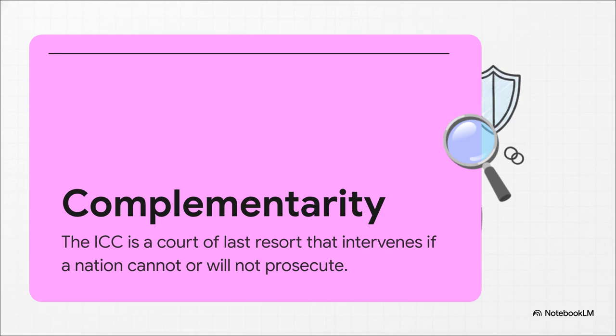Which brings us to a really fascinating legal safety valve called the principle of complementarity. So why does this mechanism even exist? Well, it exists entirely to protect national sovereignty. The ICC doesn't just act as a global police force replacing national courts. No, it is an absolute court of last resort. It's only going to intervene if a country's own domestic legal system is genuinely unwilling or unable to investigate and prosecute these crimes itself. Essentially, if a nation does its job and holds its own citizens accountable, the ICC stays out.